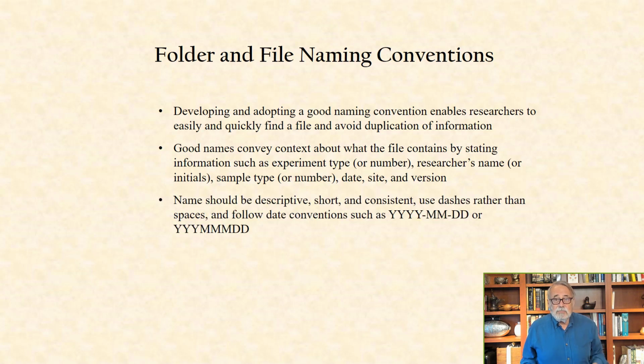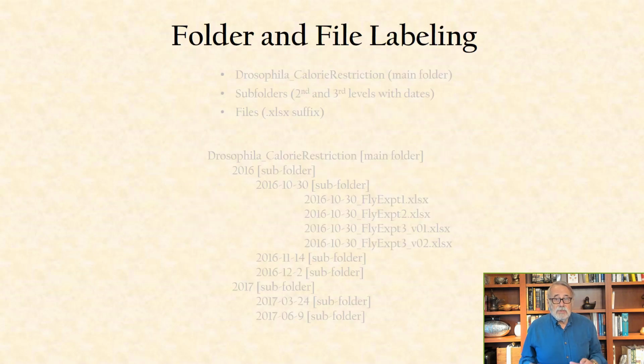Names should be descriptive, short, and consistent, use dashes rather than spaces, and follow date conventions such as shown here. Beginning file names with dates is useful because files will sort chronologically. The following is an example of best practices in labeling a main folder. Here's an example of the folder and file labeling.